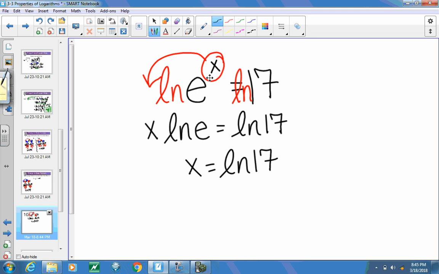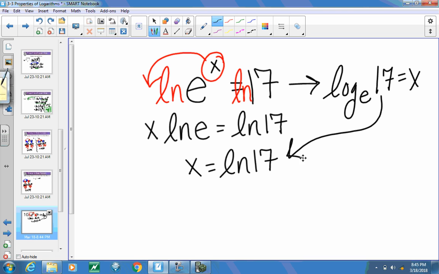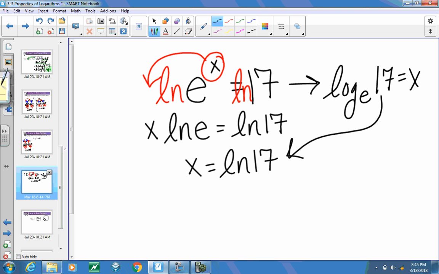which, if you realize here too, if I were to take this from exponential form and put it into log form, log base e of 17 equals x, we get the same thing here. Log base e of 17 is the natural log of 17. So again, it's not necessarily memorizing a formula, it's more so understanding that we can take a logarithm of both sides, and that uses that power property to bring it down.